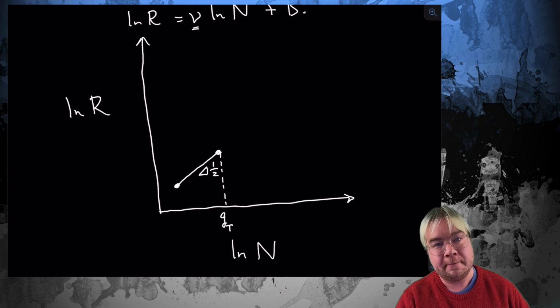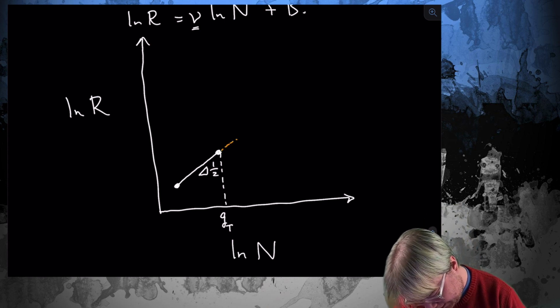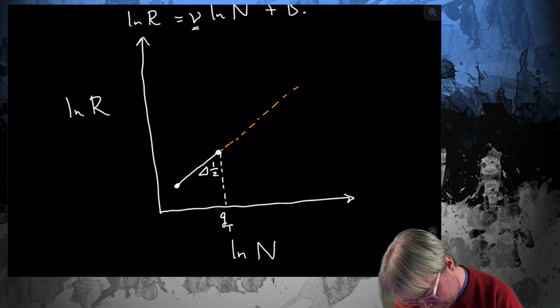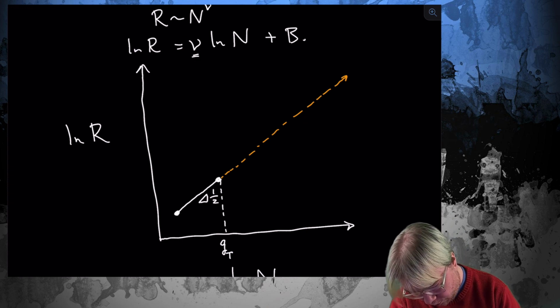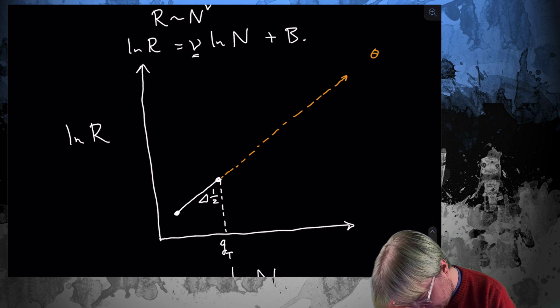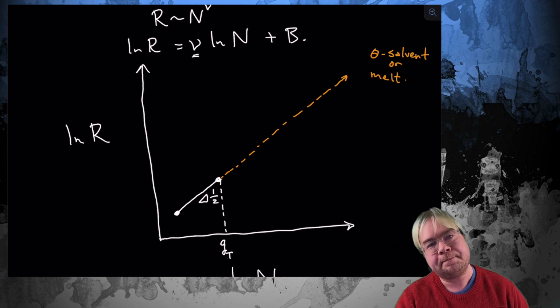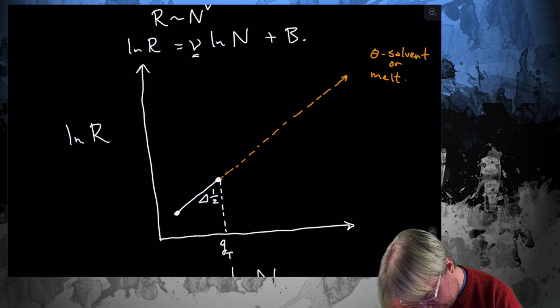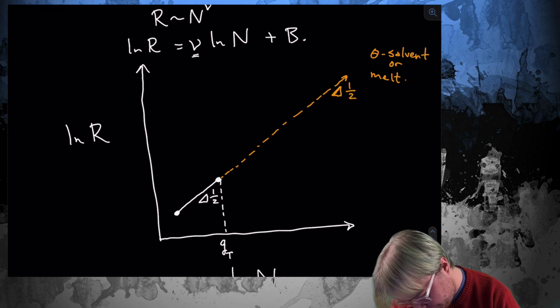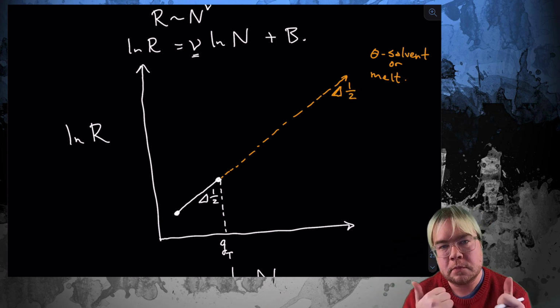Okay, so now what? Let's plot the next case. Let's say that the polymer chain is in a theta solvent or it's in a polymer melt. If that's the case, I get that line. Slope is still 1/2, but this is going to be theta solvent or melt. It's implied, but let me just be explicit. This slope is still 1/2. So far, so good.